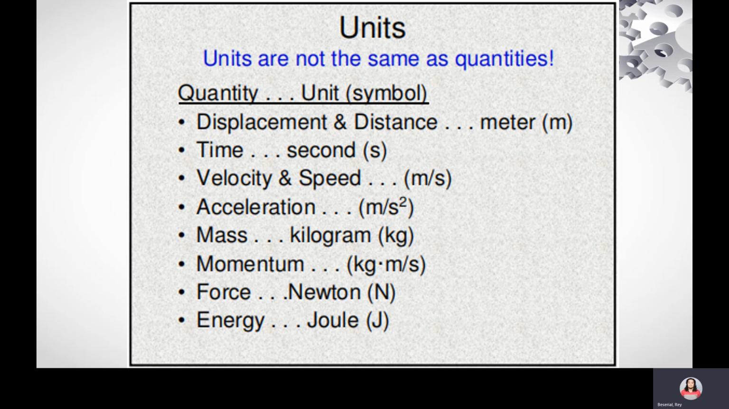Velocity and speed, meron silang unit na meter per second. Acceleration, meter per second squared. Mass, kilogram, kg ang kanyang symbol. Momentum, kilogram meters per second. Force, Newton, at saka ang symbol niya ay big letter N. And then lastly, energy. Ang kanyang unit ay joule, and then ang symbol ay big letter J.